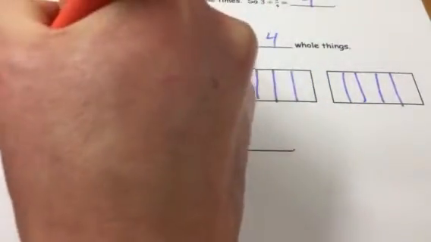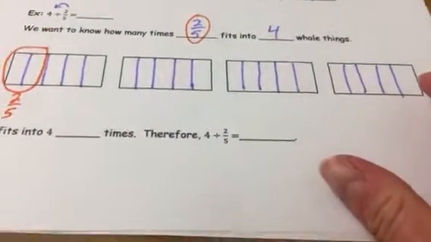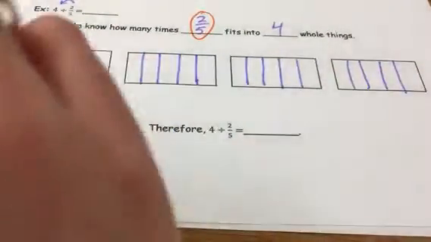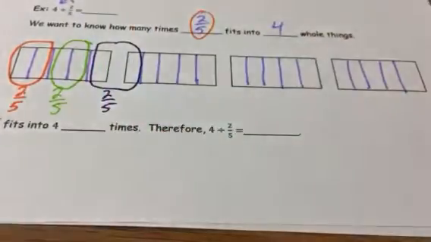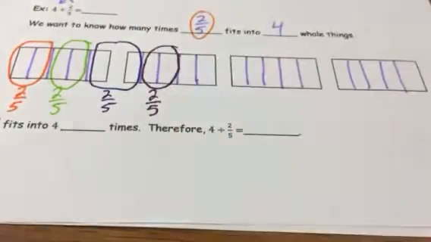So this time we're going to be taking groups of 2/5. So here's 1/5, another 5th, that's my 2/5. So there's definitely 1 set of 2/5 that fits into 4 whole things. Here's another set of 2/5. Here's another set, 1, and jump over to the next one, 2/5. Here's another set of 2/5. We're going to keep repeating this pattern here.